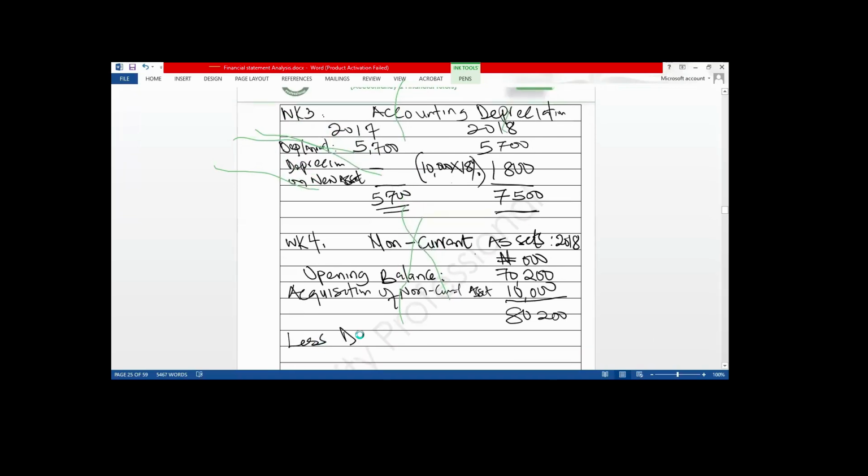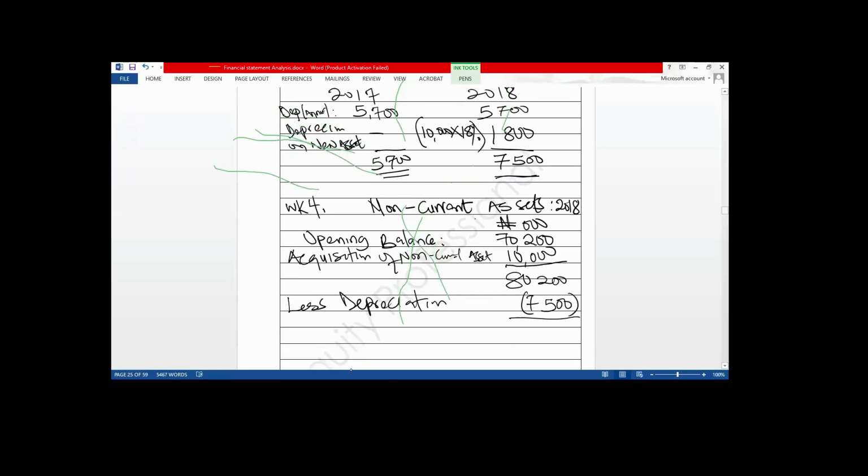Less depreciation, 7,500. That will give you net book value as at 30th December 2018. Please compute. What do you have here? 72,700. They just try to be helping me to get figure. So you have to encourage me.